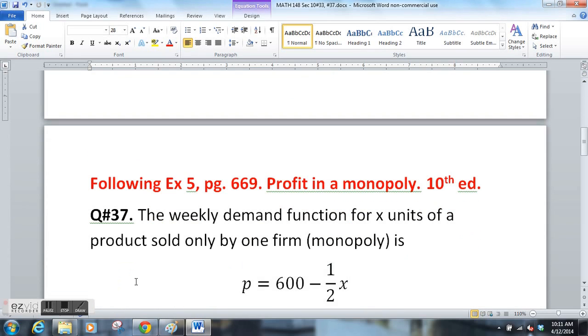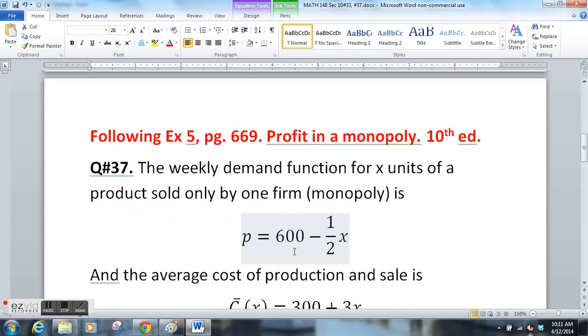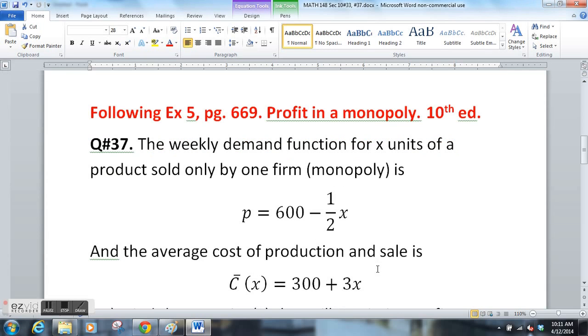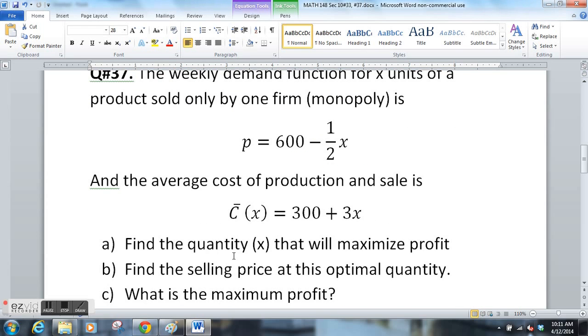And I want to go over question number 37 from your homework, and this is very similar to example 5 on page 669, which is called Profit in a Monopoly in the 10th edition of the textbook. So here's the question. The weekly demand function for X units of a product sold only by one firm, they mean a monopoly, is given by P equals 600 minus 1/2 X, and the average cost of production and sale is 300 plus 2x. The question asks you to A, find the quantity, so find the X value that will maximize profit.